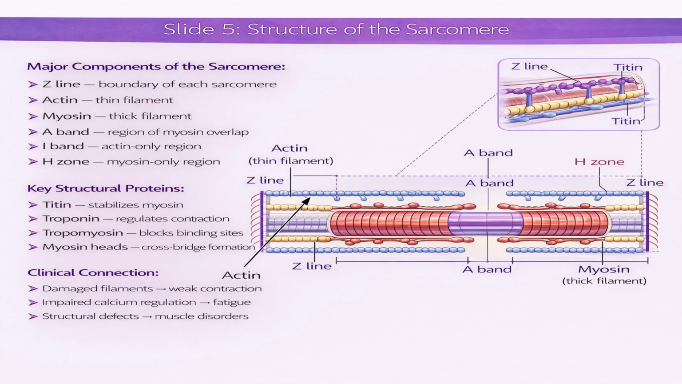Several regulatory and structural proteins maintain proper filament alignment and control contraction. Titin stabilizes the position of myosin within the sarcomere, while troponin and tropomyosin regulate access to binding sites of actin. This protein ensures that contraction occurs only when appropriate stimulation is present.